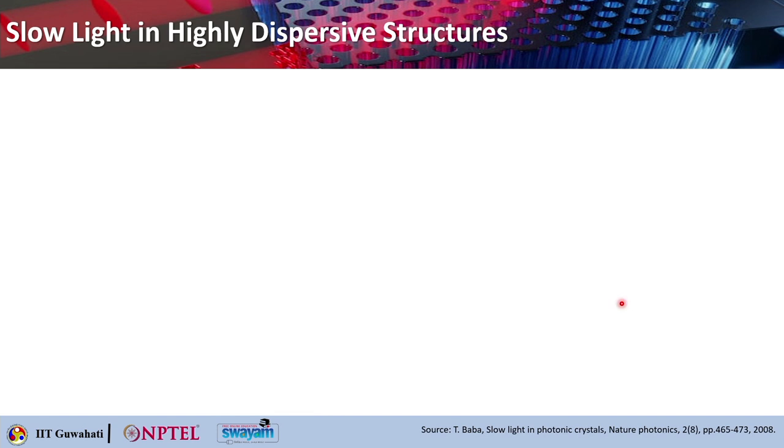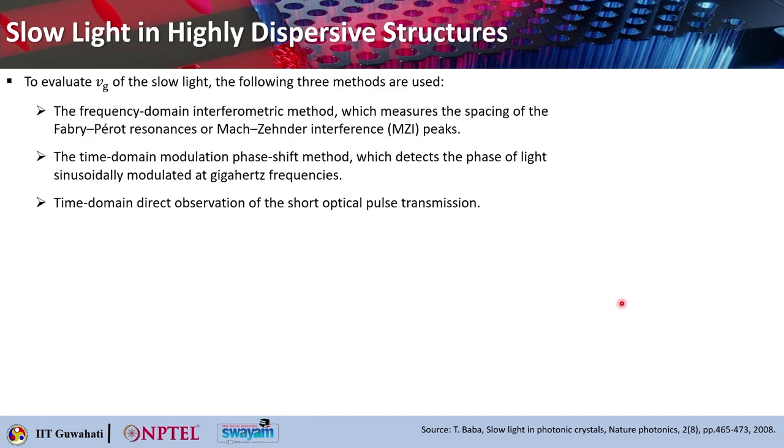So to evaluate the Vg, that is the group velocity of slow light, the following three methods are used. First one is the frequency domain interferometric method, which basically measures the spacing of the Fabry-Pérot resonances or the Mach-Zehnder interferometer peaks. Second method is the time domain modulation phase shift method, which detects the phase of the light that is sinusoidally modulated at gigahertz frequencies. And the third method is time domain direct observation of the short optical pulse transmission.